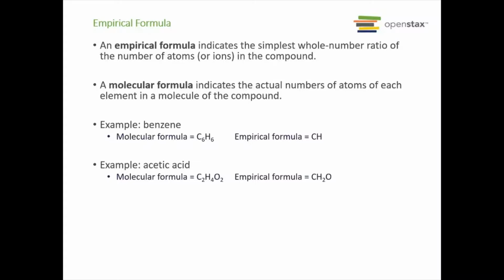So an empirical formula. Okay, so now we talk about some more formulas. And this is the simplest whole number ratio of the number of atoms in the compound. Whereas a molecular formula is the actual number of atoms of each element in a molecule of the compound. For example, benzene has the molecular formula of C6H6. But this is not the lowest whole number ratio, right? We could divide both of those by 6, and the empirical formula is CH. Acetic acid's molecular formula is C2H4O2. Its empirical formula, if we divided everything by 2, is CH2O.